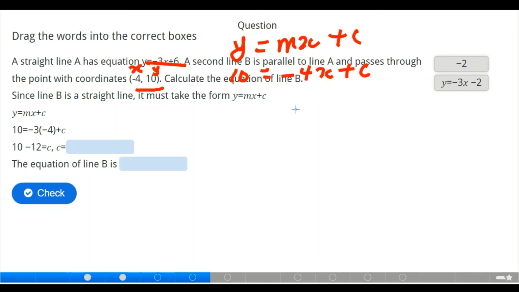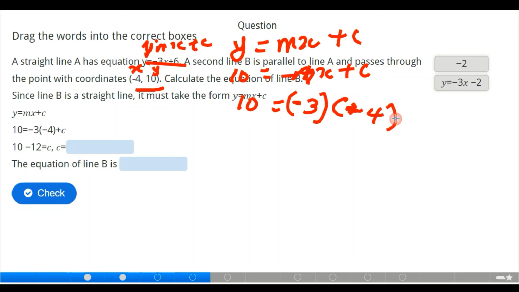So we have 10 equals, if from here, what is our gradient? Our gradient here is minus 3, because this is mx plus c, so y equals mx plus c. So we bring the gradient here, which is minus 3, and we multiply it by the x value here. What is the x value here? Minus 4, plus c. So we have 10 equals minus 3 times minus 4, which will give us plus 12, plus c.